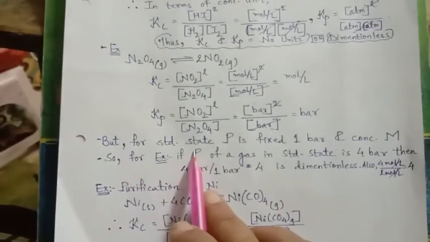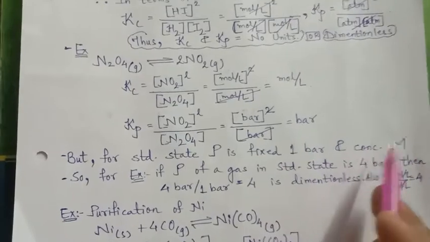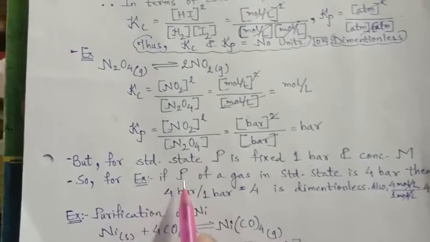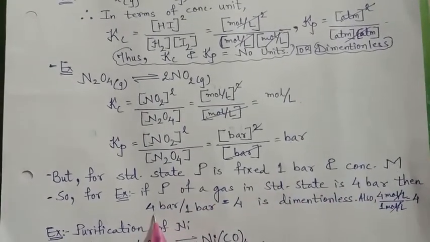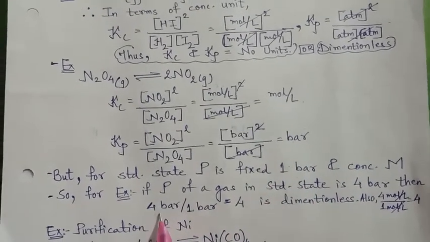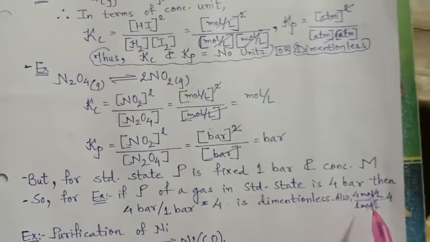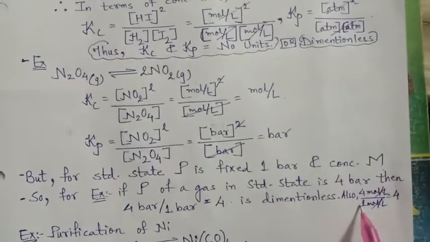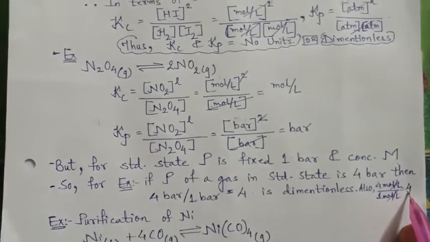But for standard state, P is fixed 1 bar and concentration at 1 molar. So let us see an example. If pressure of a gas in a standard state is 4 bar, then 4 bar for a standard state will be considered as fixed 1 bar. So 4 bar divided by 1 bar will be 4, that is dimensionless. Or if it is 4 mole per liter, then 1 concentration, 1 molarity, it means 1 mole per liter. So it will be also only numeral value 4, right?